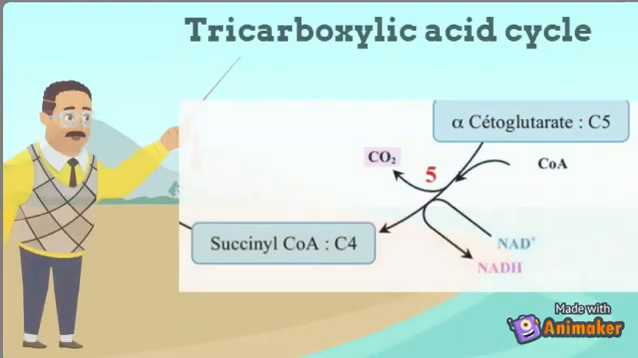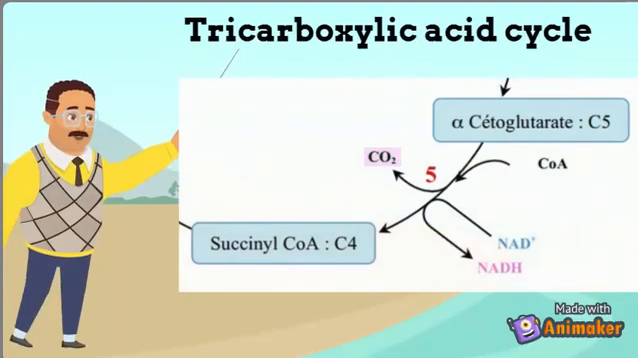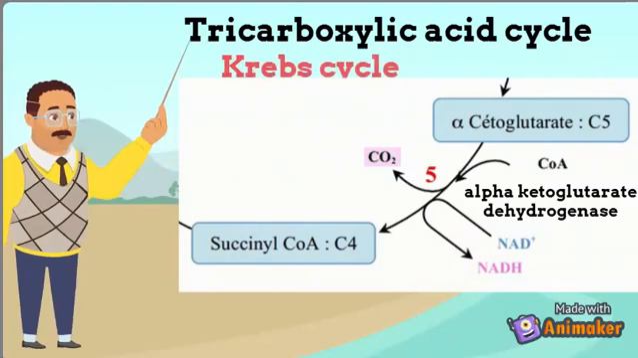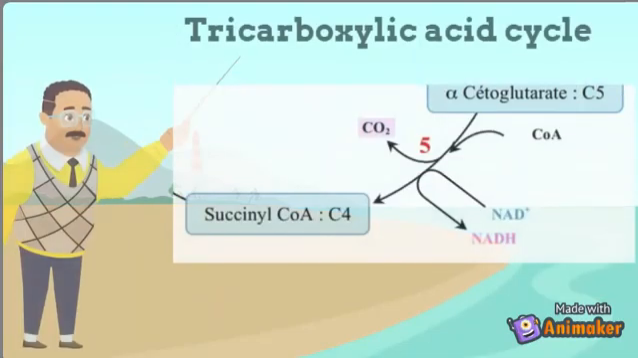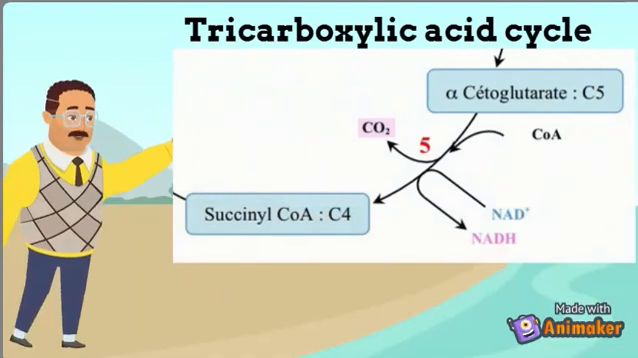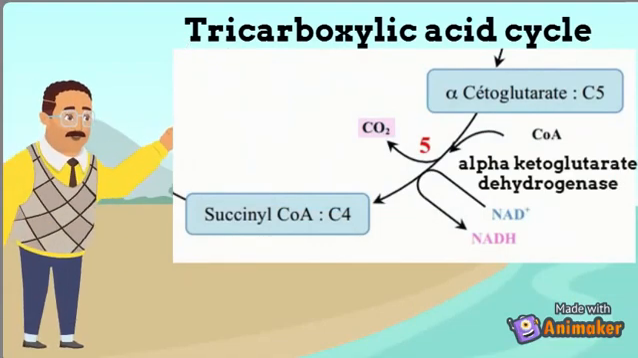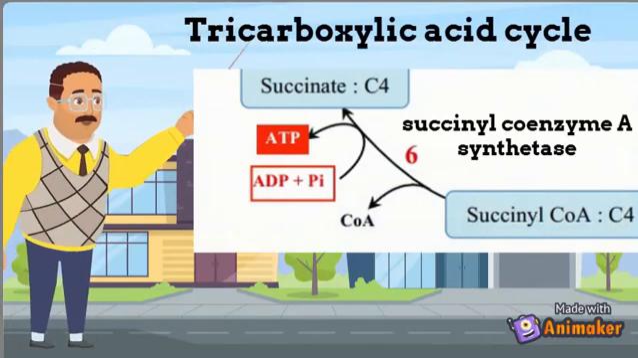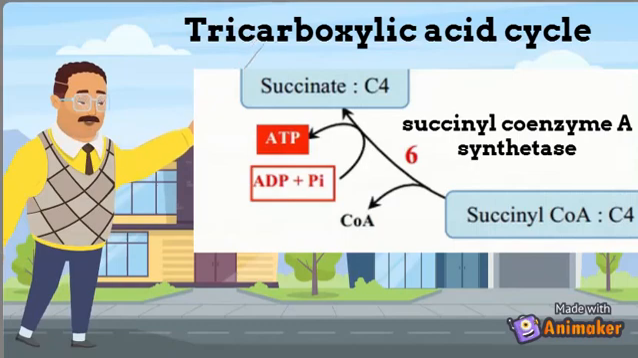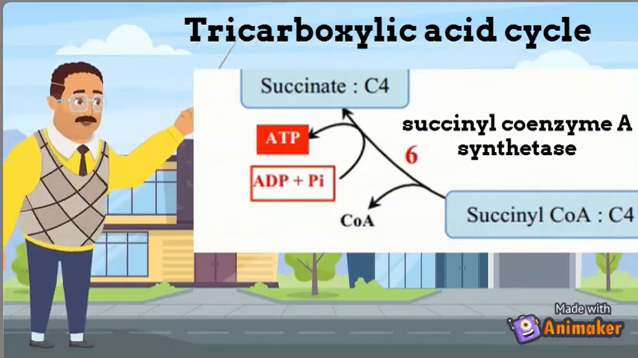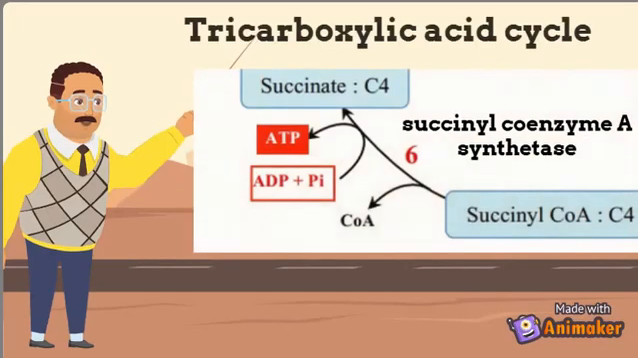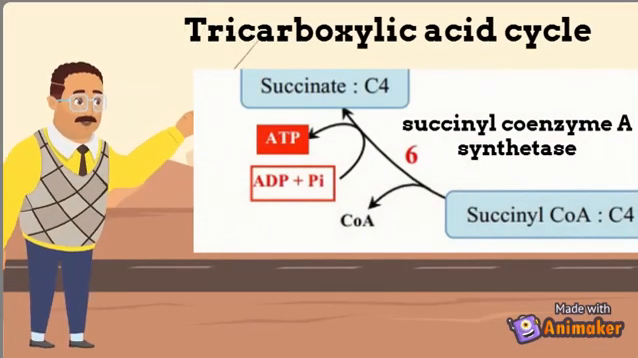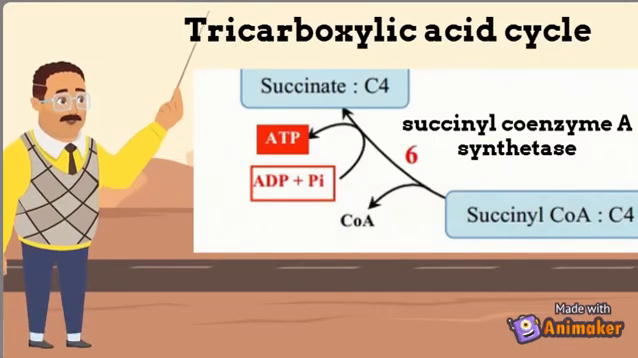acid. Next, another carbon dioxide is removed, and further oxidation by NAD+ takes place, with the help of alpha-ketoglutarate dehydrogenase. The resulting molecule will join with coenzyme A, once again to form succinyl coenzyme A. Coenzyme A is then displaced by a phosphate group to form succinate, which is catalyzed by succinyl coenzyme A synthetase. This will make one molecule of guanosine triphosphate, or GTP, in the process, which can be used to make ATP.